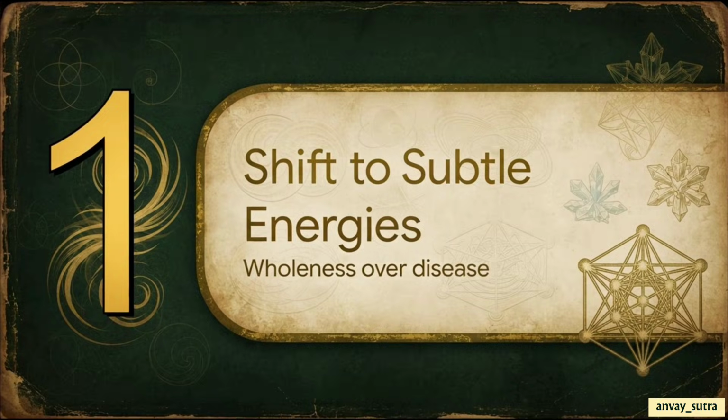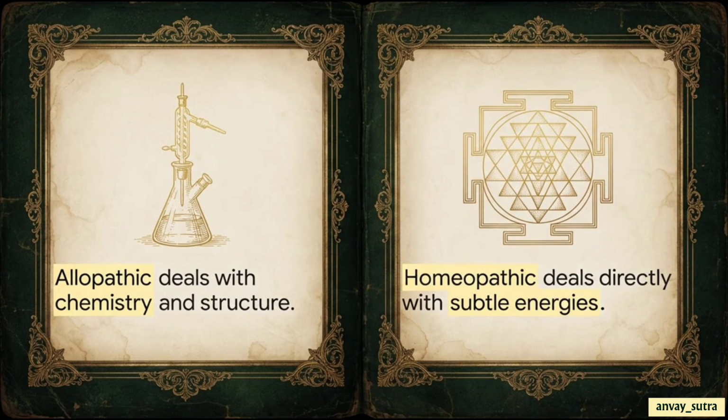Section 1. The shift to subtle energies. To really grasp this shift, Tiller draws a very clear line between allopathic, or conventional medicine, and homeopathic medicine. Think of conventional medicine kind of like a mechanic working on a car. It deals primarily with the physical chemistry and the tangible physical structure of the body. If a part is broken, it tries to fix or replace that specific physical part.